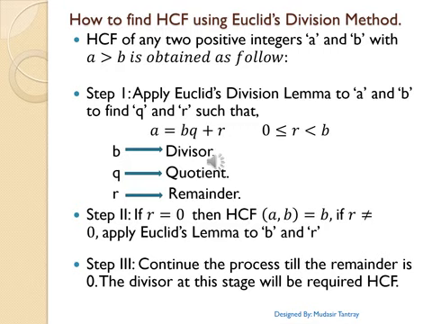Step second: if r is equal to 0, then HCF of a and b is equal to b. If r is not equal to 0, you have to apply the division lemma to b and r. Step 3: continue the process till the remainder becomes 0. The divisor at this stage will be the required HCF. Move on to the next slide.